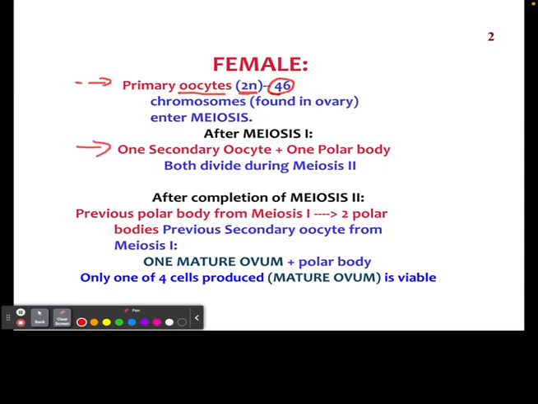As you continue through meiosis, you're going to see that after the first round of division, we're going to have the secondary oocyte and a polar body. The polar body is not going to be an egg, so it's just separate. And then after the second round of meiosis, we're going to have two polar bodies and one egg with a polar body. So what does this mean?